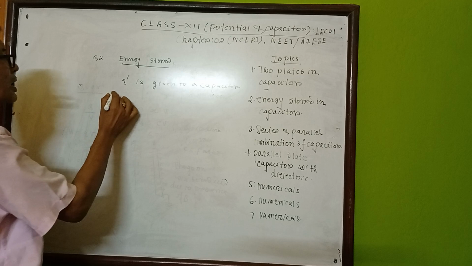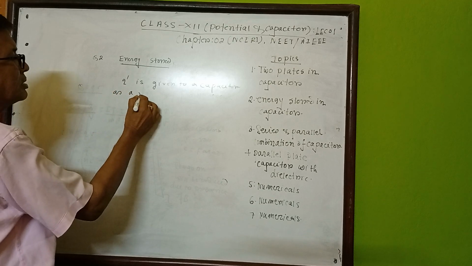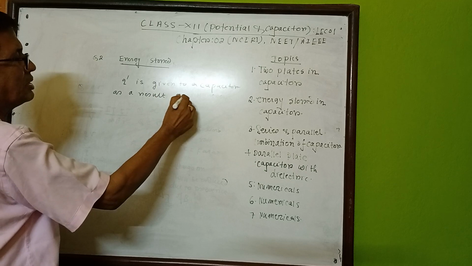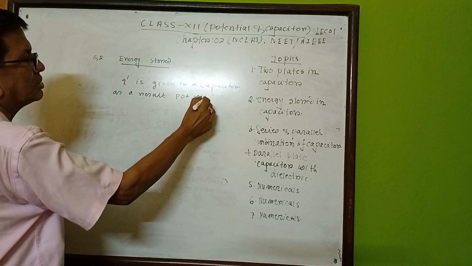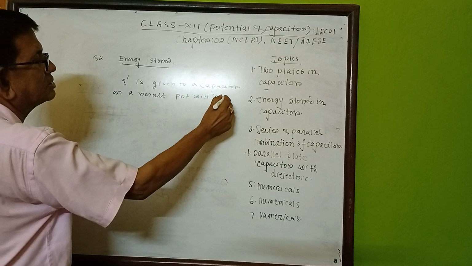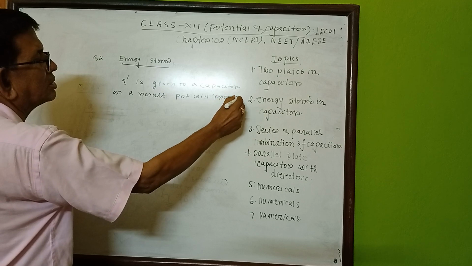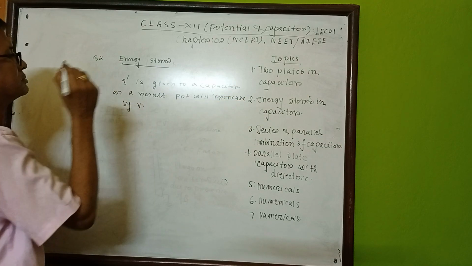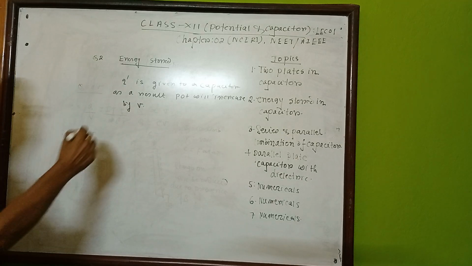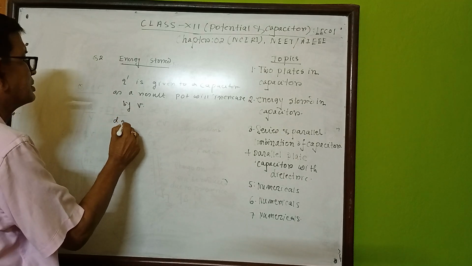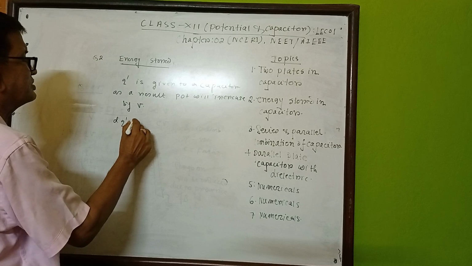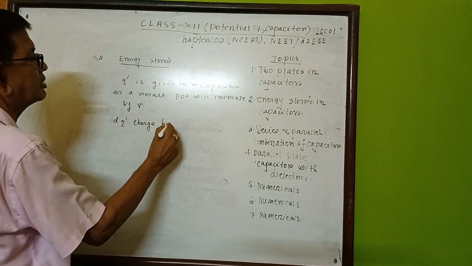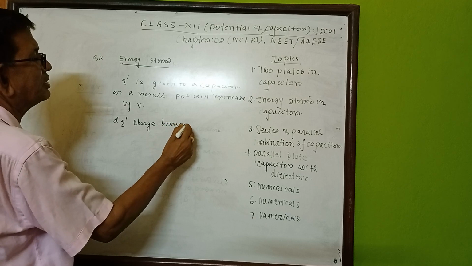Now as a result, potential will increase by V. Now dq prime charge is brought from infinity.